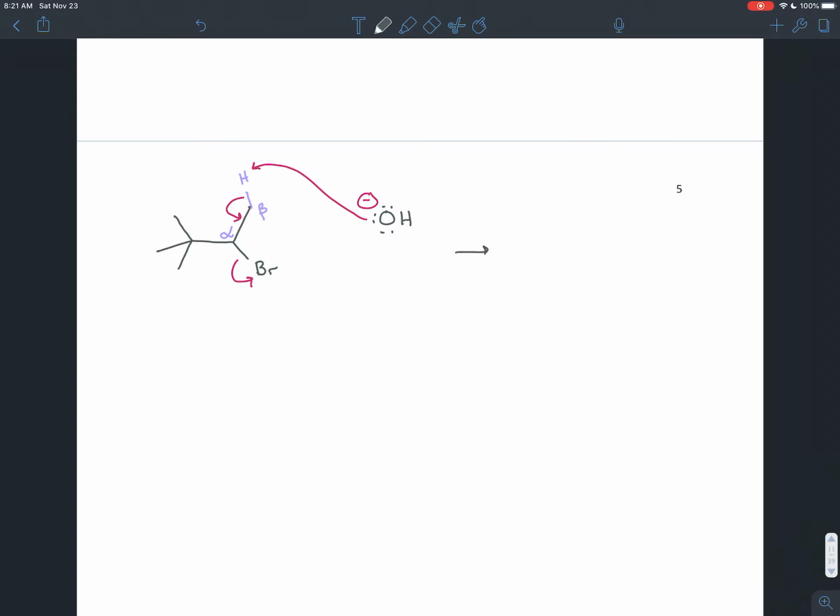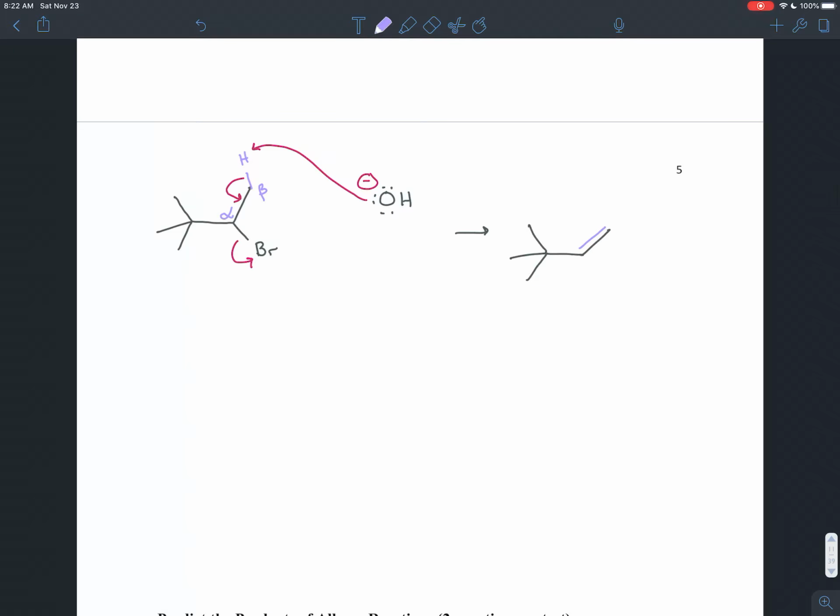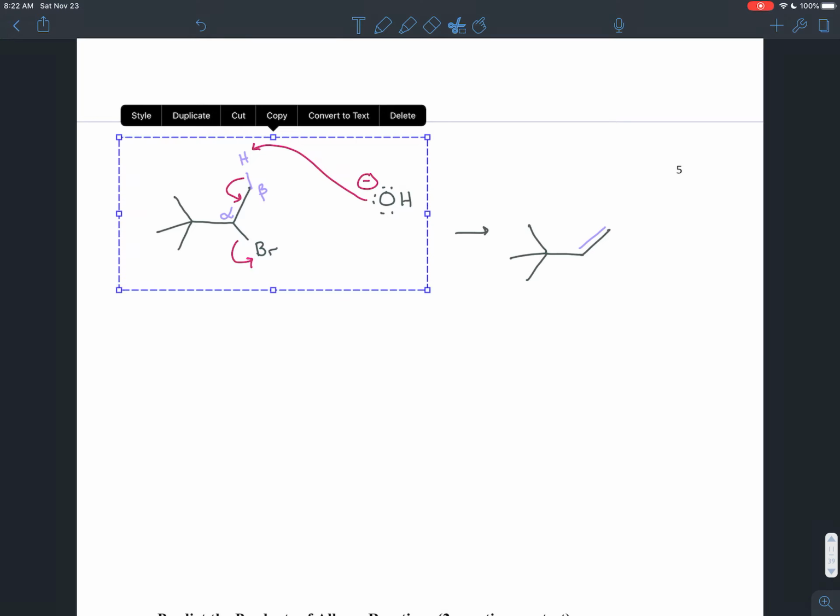And when you're done, you'll notice that you have the same molecule, or at least the same carbon chain. It's just you don't have the leaving group anymore, and instead you've formed one pi bond. Okay, so that's something that we saw previously for alkenes.